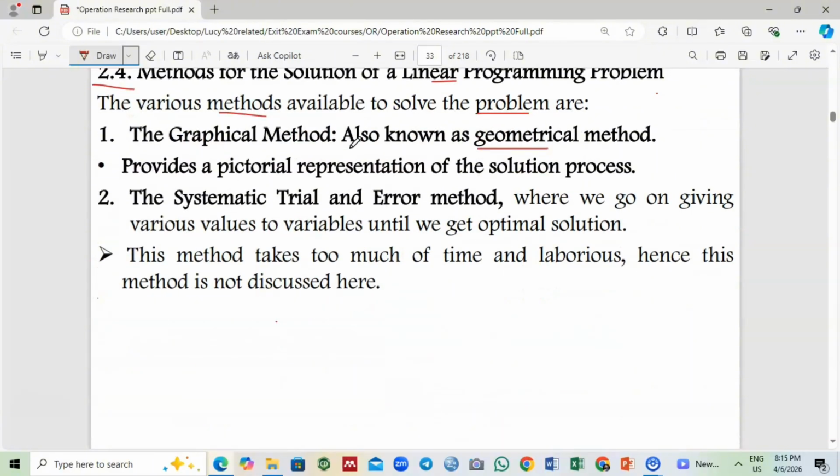For example, the graphical method, most of the time also known as the geometrical method, provides a pictorial representation of a solution process. So you have two plots, graph like an xy graph plot, where we look for the so-called visible solution graphically. That is why it is called pictorial: we represent the solution process by a picture.